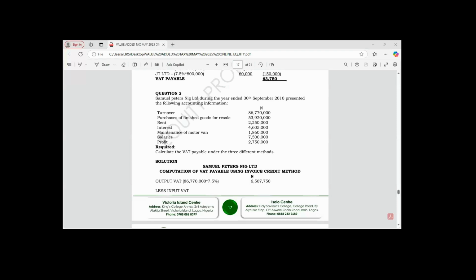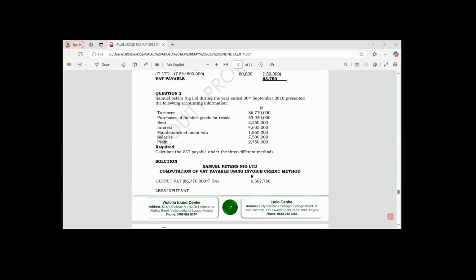Yes, thank you. We have the invoice credit method. We have the subtraction method and what? The addition method. Those are the 3 methods. Thank you very much. Somebody has posted it on the platform, Olajide. So those are the 3 methods: invoice credit method, subtraction method, and addition method.